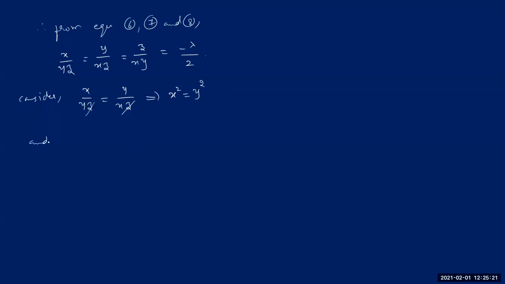And let me consider the next combination. Consider y by xz is equals to z by xy. Here also, in a similar way, x can be cancelled. Then from this you can write y square is equals to z square. Therefore, from these two relations, we can write x square is equals to y square is equals to z square. Now, because all these three squares are equal, we can also write x is equals to y is equals to z.